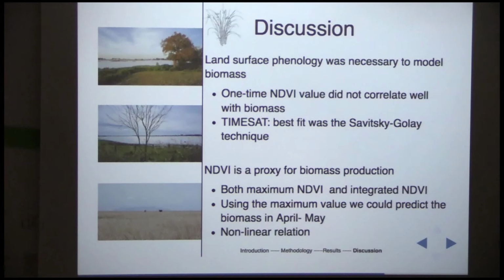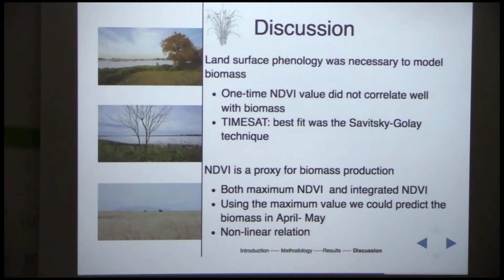And also this is consistent with most of the authors that also argue that this is the best fitting method. We find this proxy between the NDVI and the biomass production. A lot of authors find the same proxy, but it's important to say that this also happened in the Doñana marsh, and that both the maximum and the integrated value give similar results.